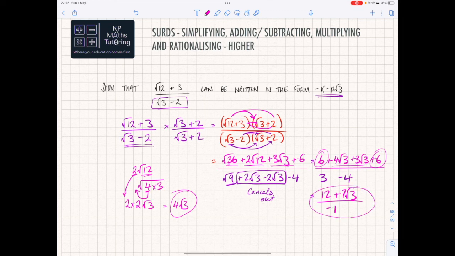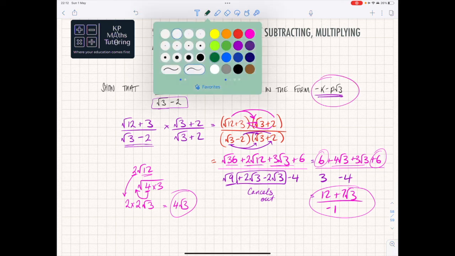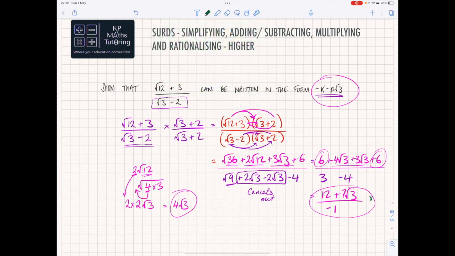Now, the last bit here is to think that is not in the correct format, because it's asking me to put it like this, which means it doesn't have a fraction. This is over minus 1. So to get rid of the minus 1 at the bottom, you just multiply it by minus 1. And whatever you're doing to the bottom, you do to the top. So 12 times minus 1 becomes minus 12. 7 root 3 times minus 1 becomes minus 7 root 3. Minus 1 times minus 1 becomes a positive 1. And because that's all over 1, I just put my answer like that, which is in the correct format now. So effectively, K is your minus 12 and your P is your minus 7.